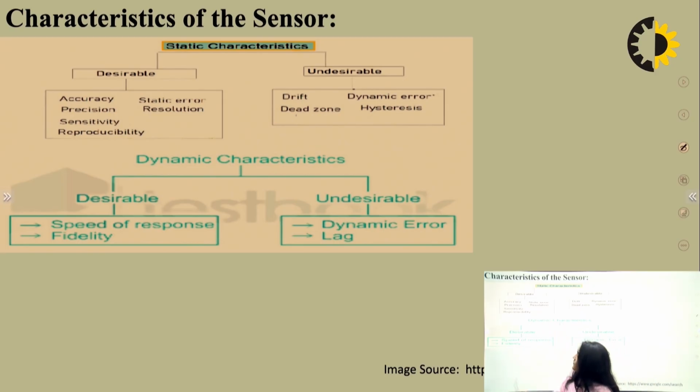So for the desirable form, we have accuracy, precision, sensitivity, reproducibility, static error, and resolution. These are our desirable characteristics. Undesirable characteristics are drift, dead zone, dynamic error, and hysteresis. These are the undesirable characteristics.